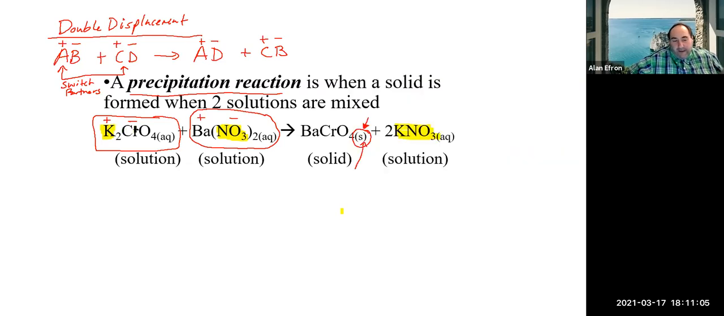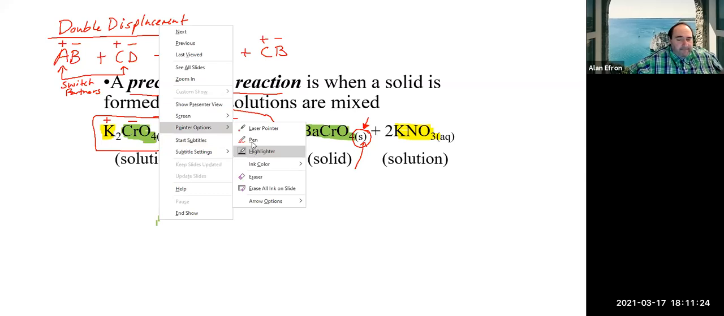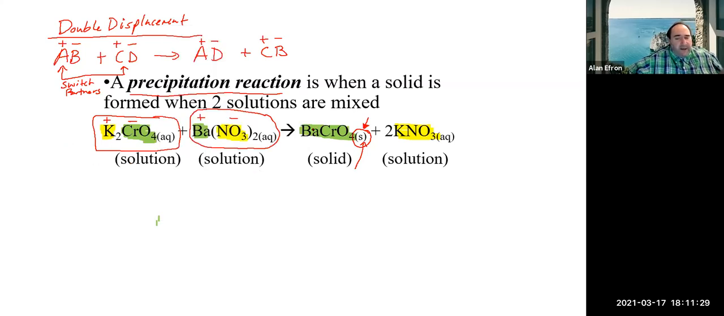Now, this chromate is the negative guy in the first one. He will hook up with the positive guy in the second one. And that is how we get our barium chromate. This is why it's called a double displacement. Unlike the single, we actually have 2 ions swapping places. And that's why it's a double displacement reaction. Again, a precipitation reaction is a type of double displacement reaction.